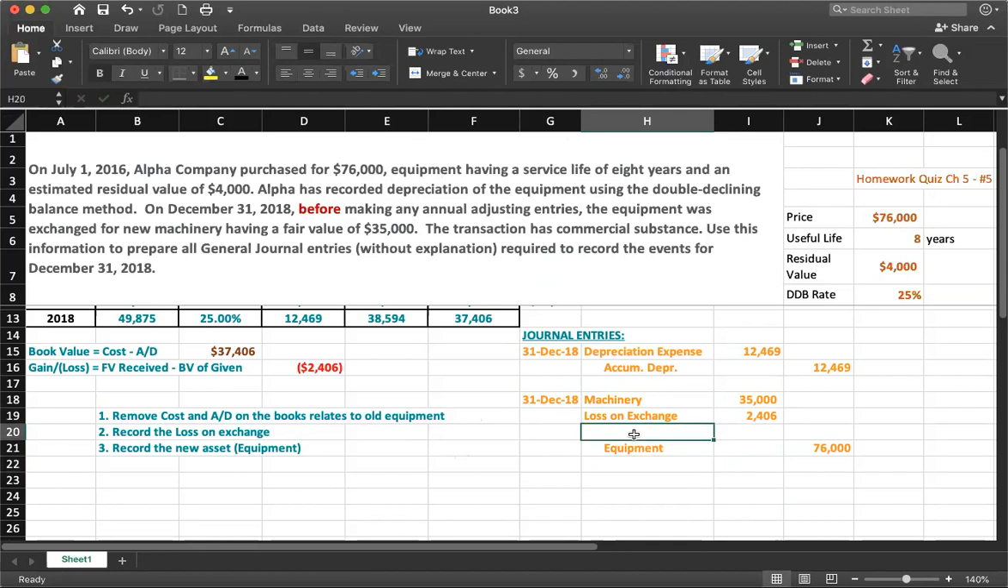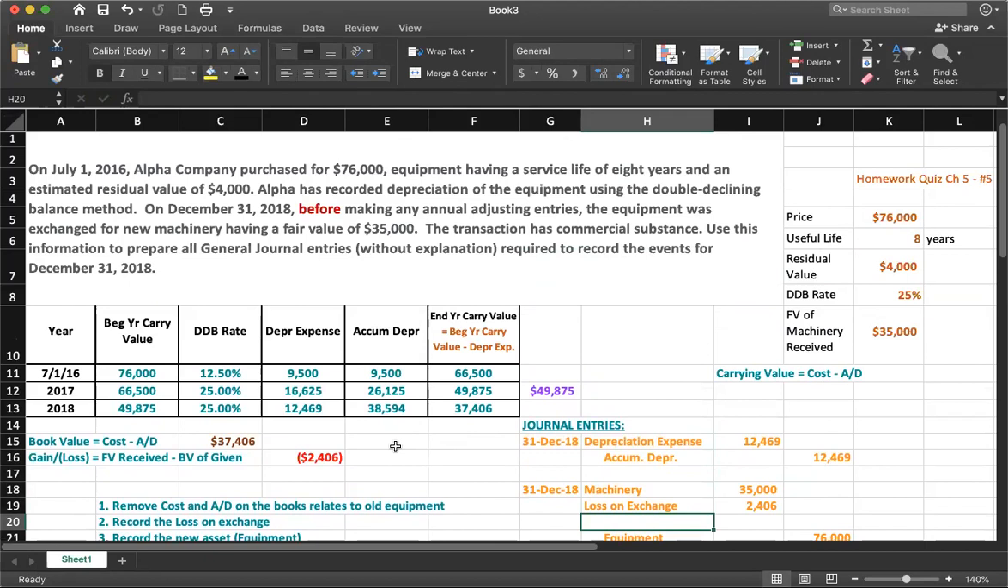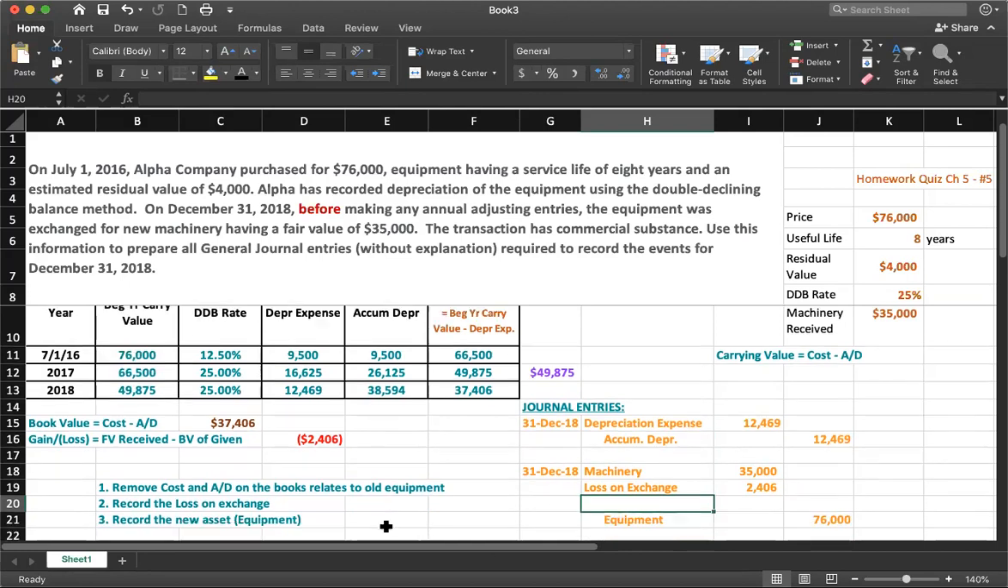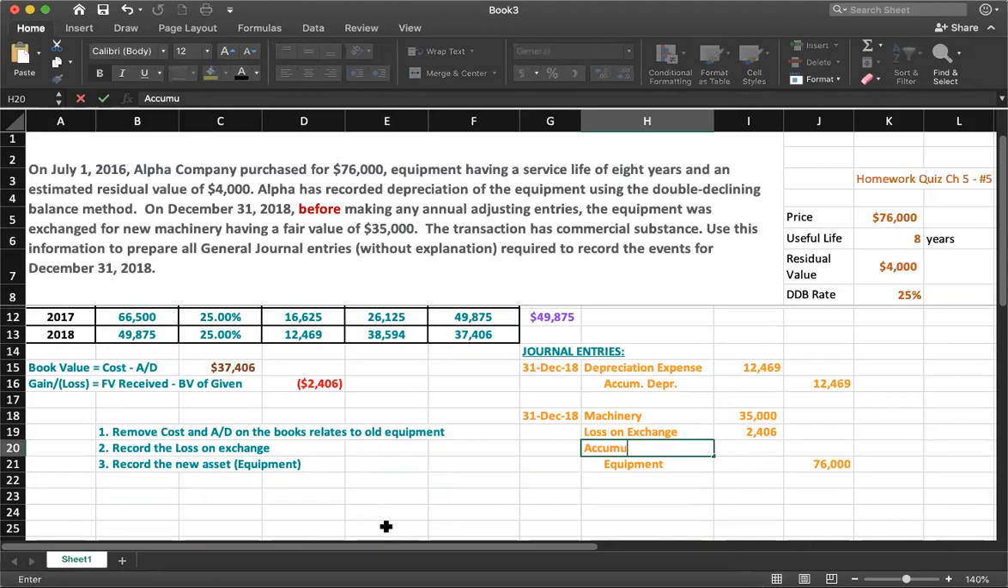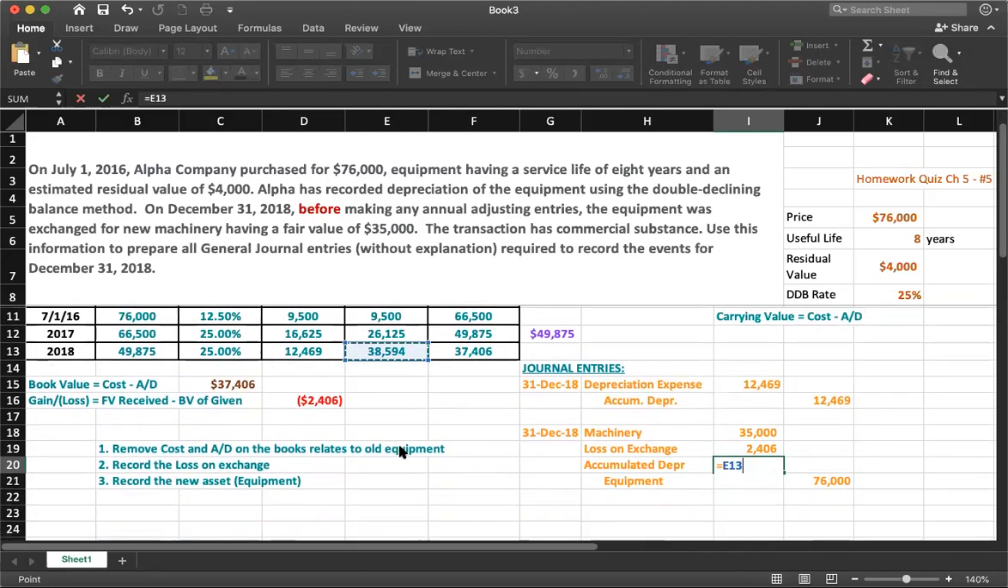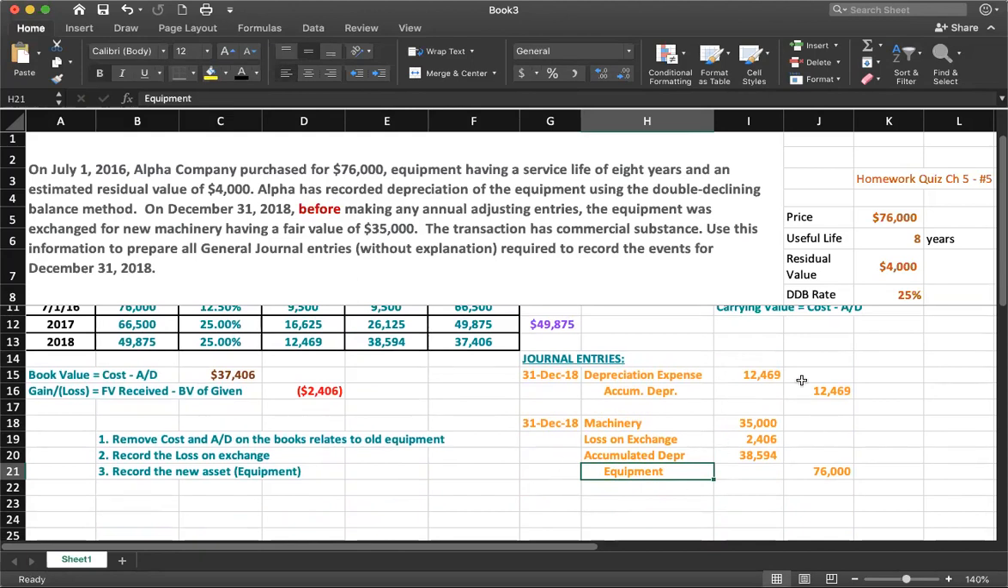And then I'm going to need to remove the accumulated depreciation. And remember, accumulated depreciation is a contra asset. Contra asset means it goes against some asset, but the normal balance is credit. So if I'm going to remove the accumulated depreciation, which has a credit balance, I'm going to have to debit accumulated depreciation for the amount that is in that account, and that was $38,594.